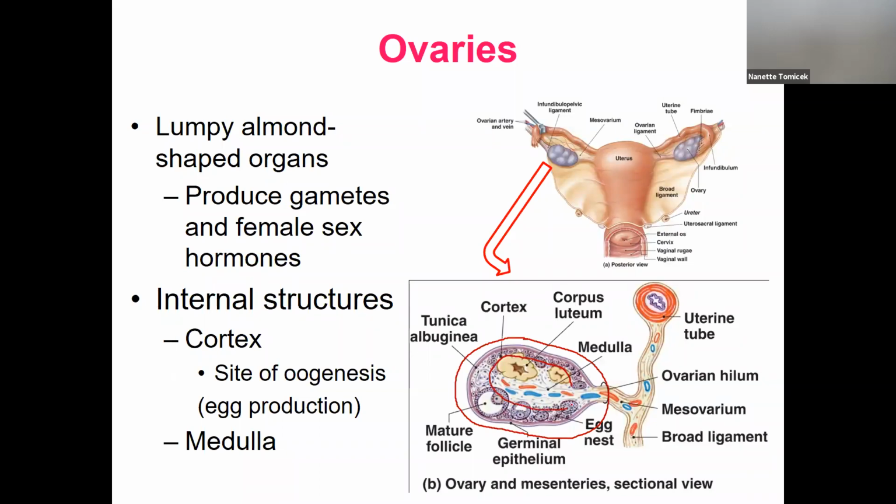is called the cortex. All of this is referred to as the cortex of the ovary. This is where all of the interesting stuff happens. This is the site of oogenesis, or egg production.